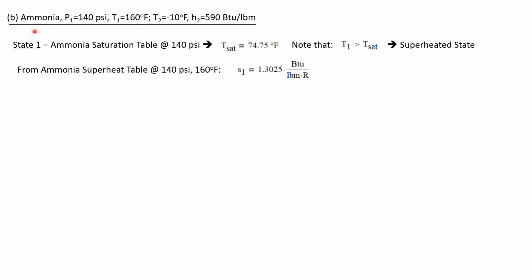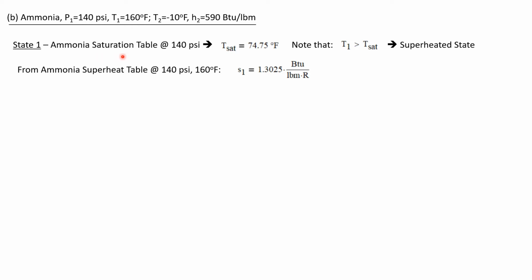Our second problem is with ammonia at a pressure of 140 psi and a temperature of 160 degrees Fahrenheit. That defines state 1. And at the second state, we have 2 independent properties defining it. We have a temperature of minus 10 degrees Fahrenheit and an enthalpy of 590 BTUs per pound mass. So let's see what we can find out about state 1.